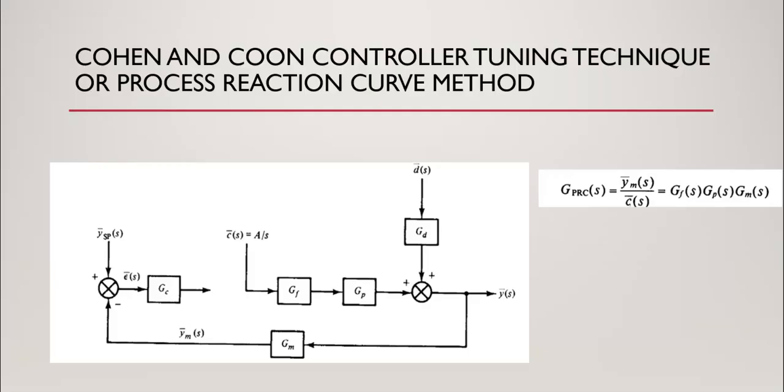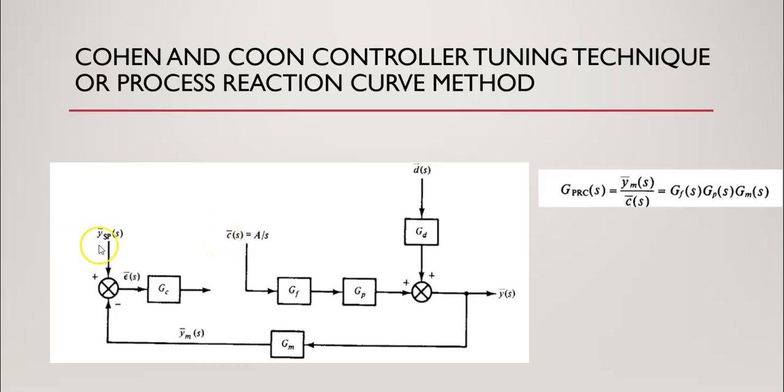In this technique, initially they considered the entire block diagram representation of a process. They disconnected the loop from the controller and introduced a unit step change of magnitude A into the final control element. We know the step input is represented with the letter U of t and its magnitude is A. If you take the Laplace transform, it will be A by S. That is what we are giving into the final control element.